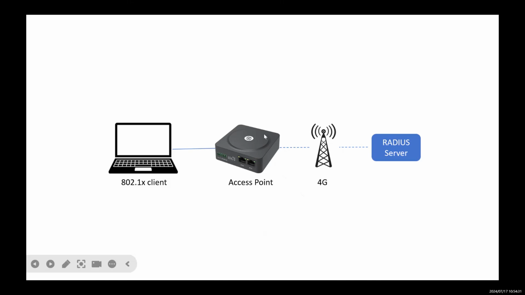The workflow will be: the device, the client, or supplicant, sends an Extensible Authentication Protocol, which is an EAP request, to the access point. The access point recognizes this is an 802.1X connection, then forwards the EAP request to the RADIUS server.